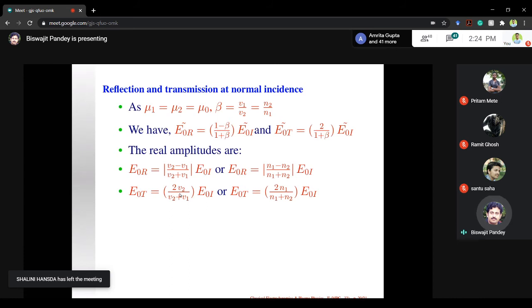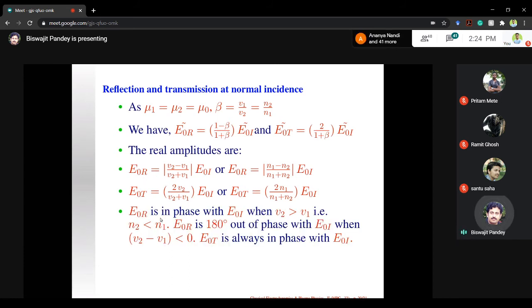have the same phase. But here there is a possibility. It is telling us that if v2 is greater than v1, meaning the second medium's velocity is high, that means going from the denser medium to the rare medium. So the second medium's refractive index will be smaller than the first medium's, right? In that case, E0R and E0I will be in phase, because v2 is greater than v1. So it's a positive quantity.